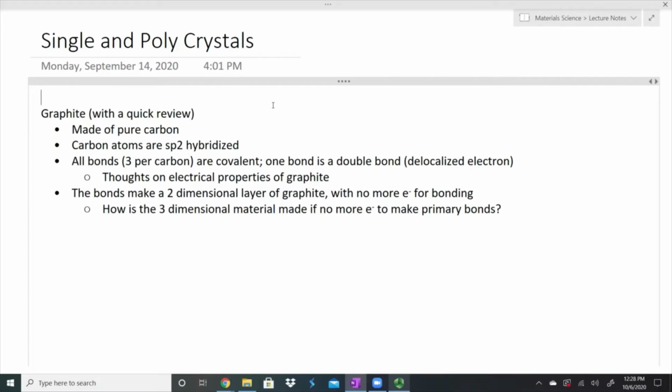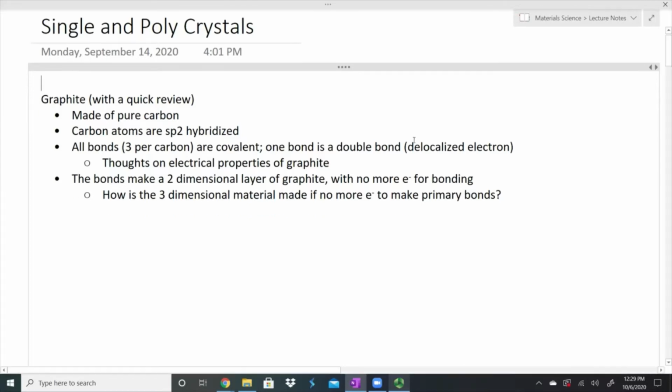what's happening. So graphite is made of pure carbon, and there's actually other materials out there that are made of pure carbon, such as diamond. Carbon, in the case of graphite, is sp2 hybridized. In the case of diamond, it's sp3 hybridized, and that is the difference between the two materials, is how they're bonded together. In the case of graphite, all the bonds that it has, and there are 3 bonds per carbon, or there are 3 carbons bonded to each other around a centralized carbon, are covalent. And one of those bonds is a double bond. So it has 2 single bonds and a double bond.